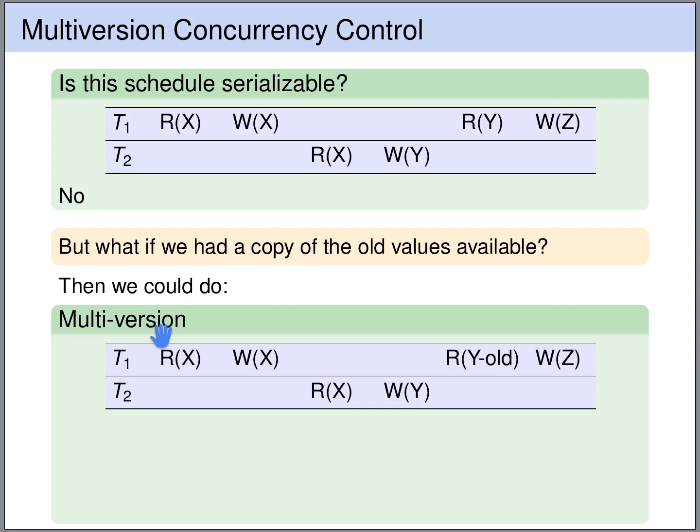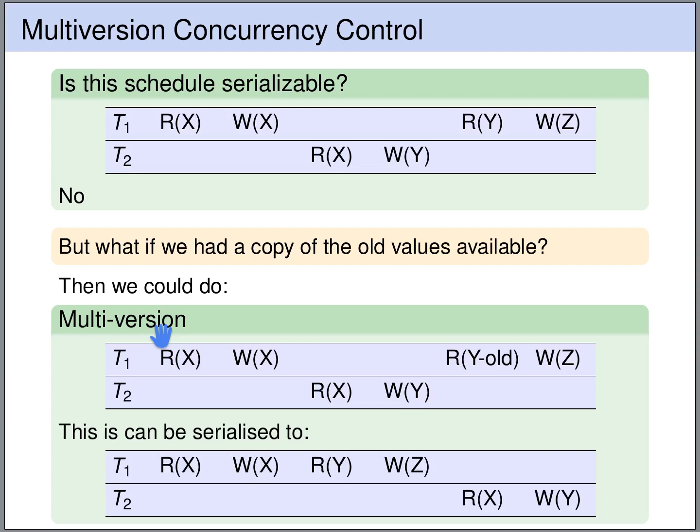Now the schedule is serializable. We can first execute T1, because reading this old value we can also do before the write of y, and then we can execute T2, and T2 will still read the updated value of x written by T1. So these two schedules have the same effect on the database.